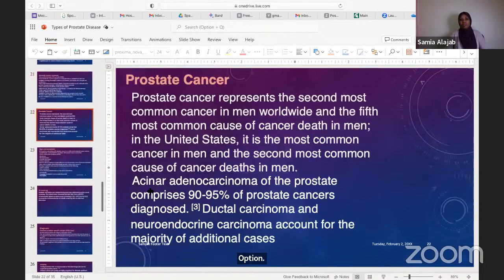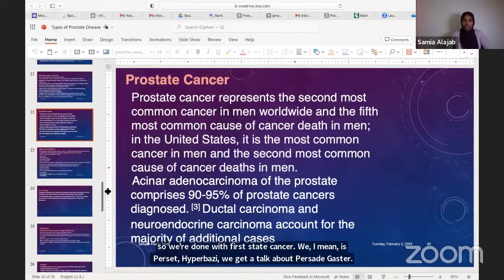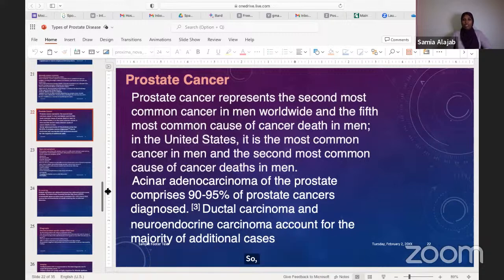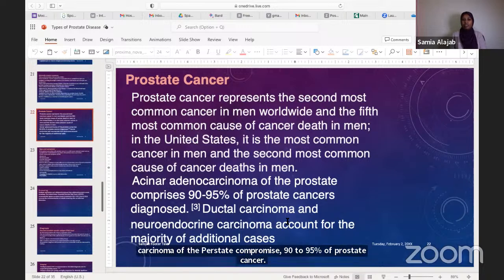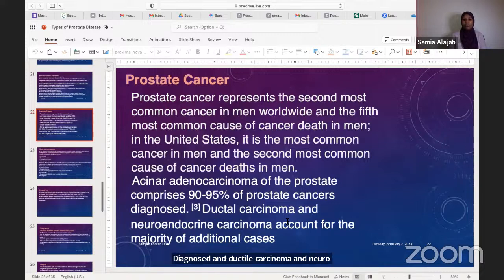Okay, so we're done with prostate hyperplasia, and now we're going to talk about prostate cancer. Prostate cancer represents the second most common cancer in men worldwide, and it's the fifth most common cause of cancer death in men. In the United States, it is the most common cancer in men and the second most common cause of cancer death in men. Acinar adenocarcinoma comprises 90 to 95% of prostate cancers diagnosed, and ductal carcinoma and neuroendocrine carcinoma account for the majority of additional cases.